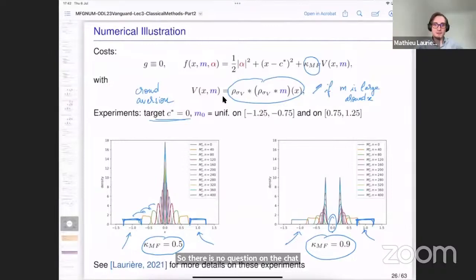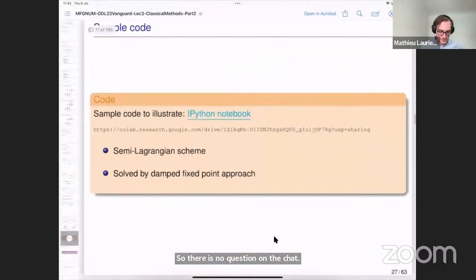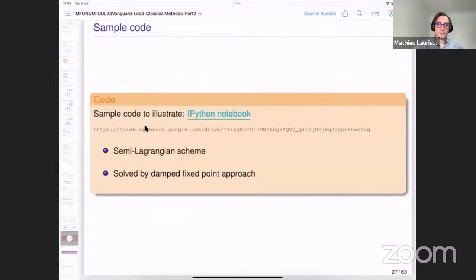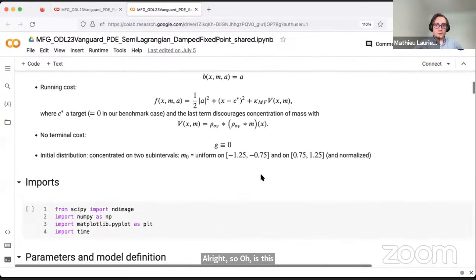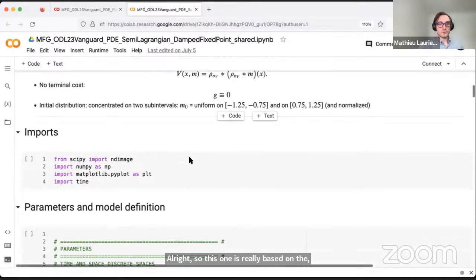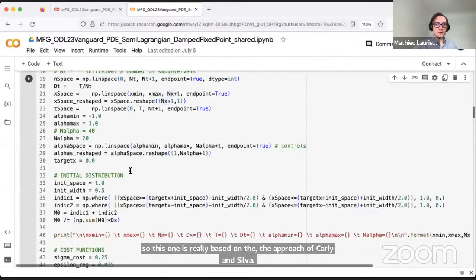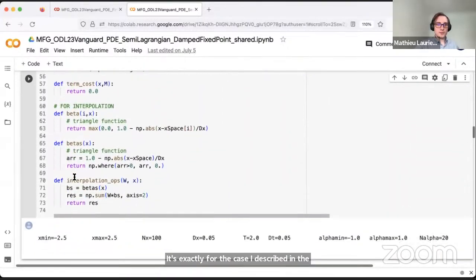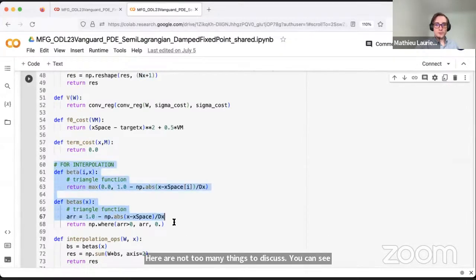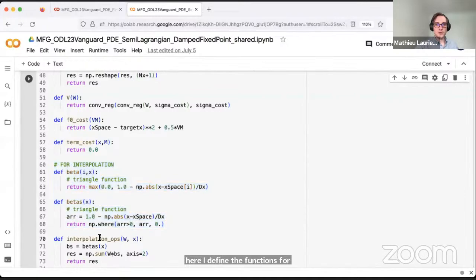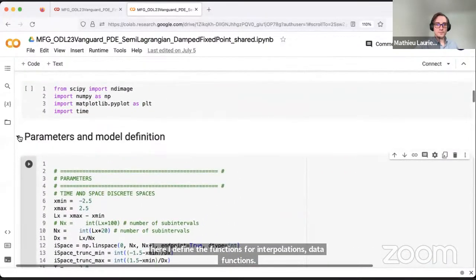Okay, thank you very much. So I will just show a sample code to illustrate what I just described. Let's see. So here. All right. So this one is really based on the approach of Carlini and Silva. It's exactly for the case I described in the slide. So I will go quickly on the setting. Here there are not too many things to discuss. You can see here I define the functions for interpolation, so the beta functions and the operation of interpolation.